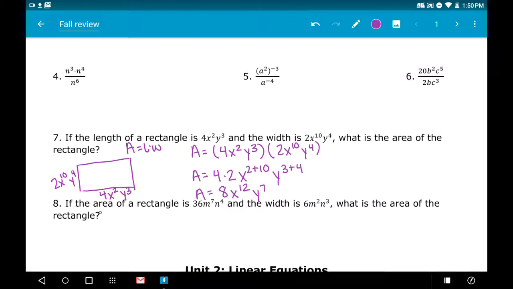Now for number 8, it says if the area of the rectangle is 36 m to the 7th n to the 4th, and the width is 6m squared n to the 3rd, what is the area? So this time it gives us the area. This should not be area. That should be length. So it should say what is the length. So it gives us our area and it gives us the width and it wants the length. So again, we're going to sketch a picture.